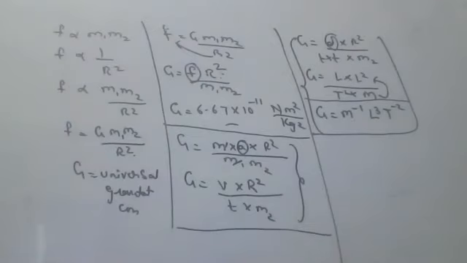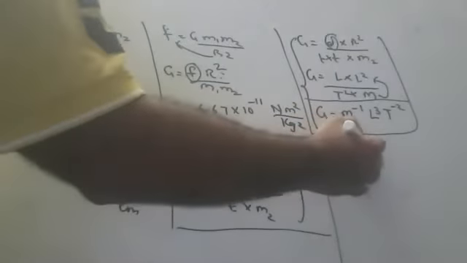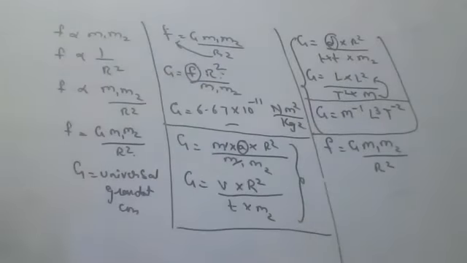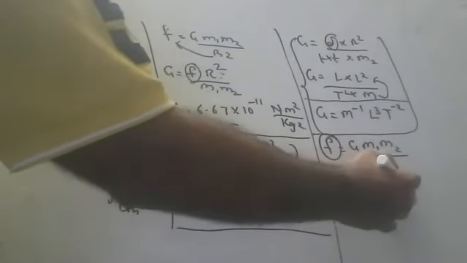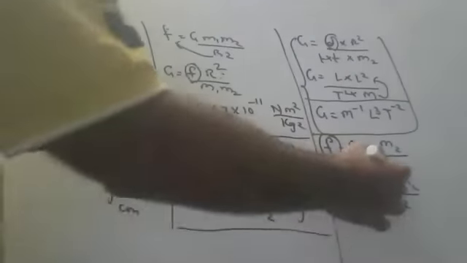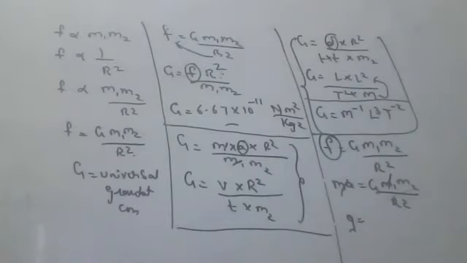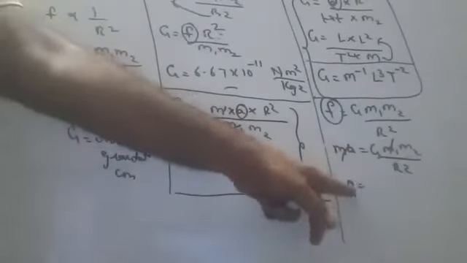Okay, now apart from this, we know F is equal to G M1 M2 by R square. According to Newton's second law, we know what F is, children. F is MA, Newton's second law. So G M1 M2 by R square equals MA. We can cancel one mass. And acceleration we can also write as small g, acceleration due to gravity. So small g is equal to GM by R square.